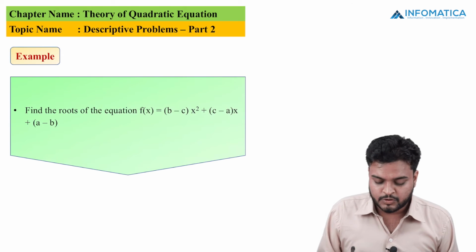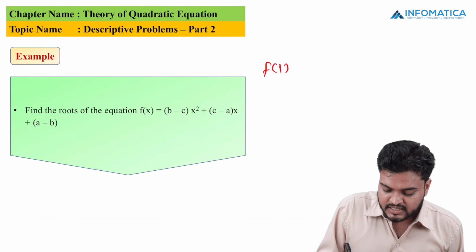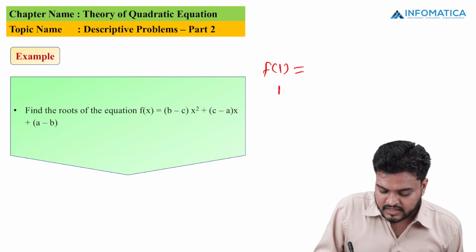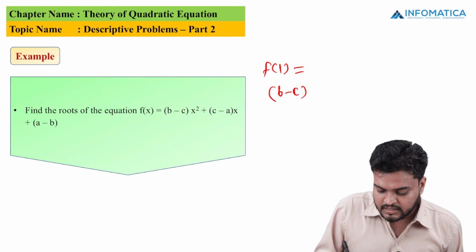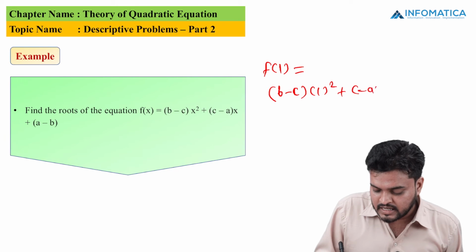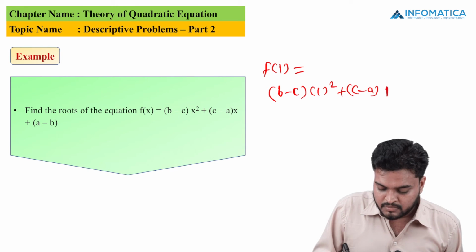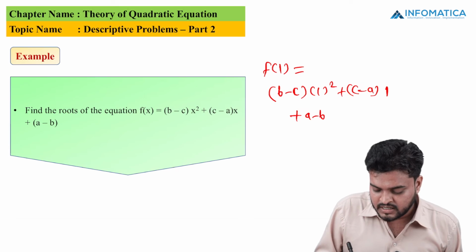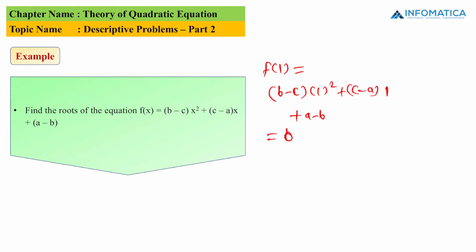क्योंकि अगर आप यहाँ पे पुट कर दो 1, so if I'm writing here 1, then I will get b minus c into 1 square plus c minus a into 1 plus a minus b, and I will get b minus c plus c minus a plus a minus b. b से b cancel, c से c cancel, and c से a cancel. You will get equal to 0. That means 1 is also the root of this equation.